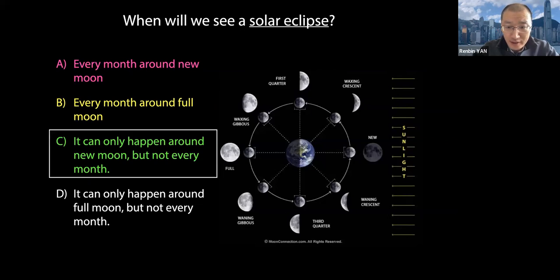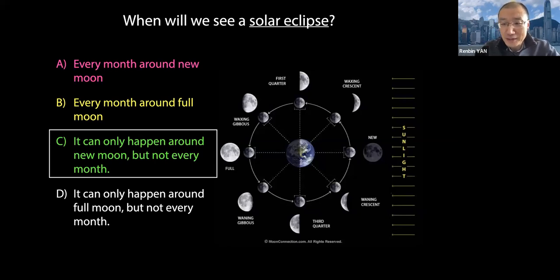So that's the correct answer. And the reason is that the moon has to be in between the Earth and the sun for the moon to cast a shadow on Earth, so that the moon can block the sun. When we call it a solar eclipse, it is the sun that is being eclipsed. But what we mean by eclipse is that the sun disappears in the sky, right?